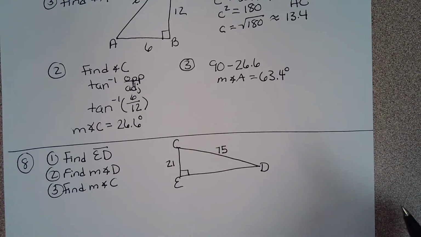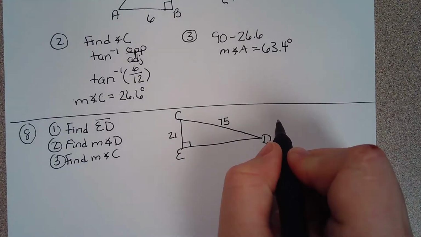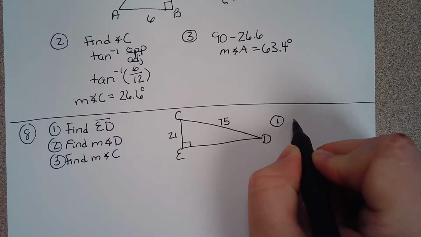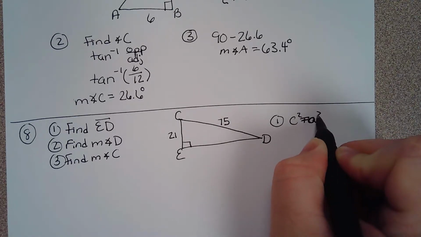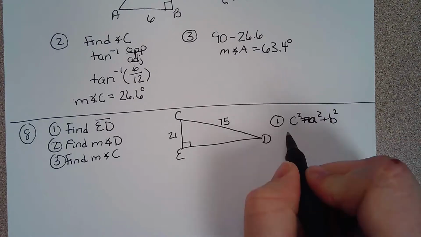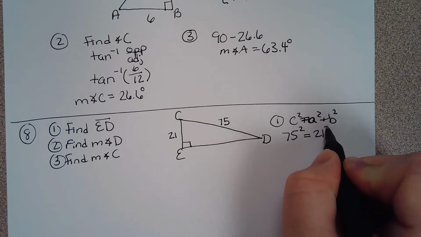So now we have to find the line segment of ED. To do this, we are going to use Pythagorean Theorem again. So for part 1, C squared equals A squared plus B squared. So this is going to be 75 squared equals 21 squared plus B squared.